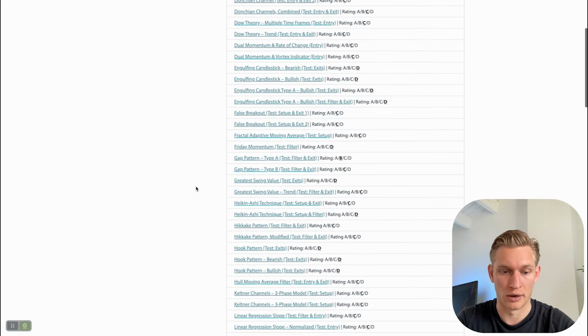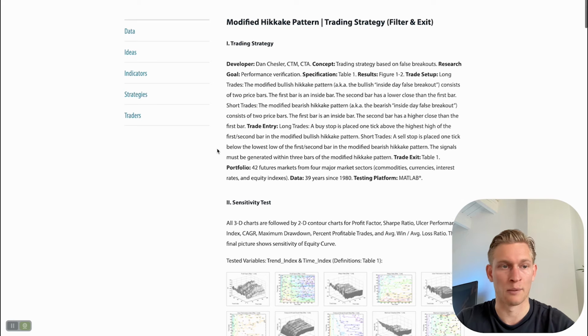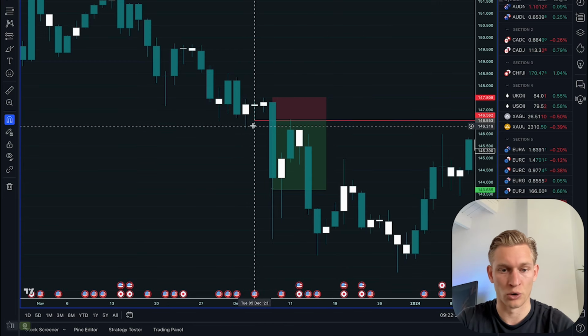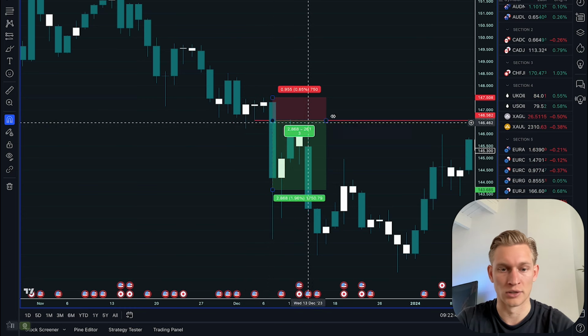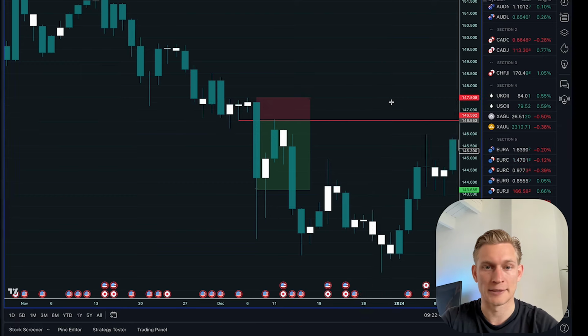Let's choose the pattern. So what we're gonna do is take this pattern, and I'm quickly gonna show you how that looks like on the charts, and that is right here. So you have three candles. You have this candle, this candle, this candle, and then you have a trade to the downside. So how does this look if you automate it? Let's quickly jump to that.